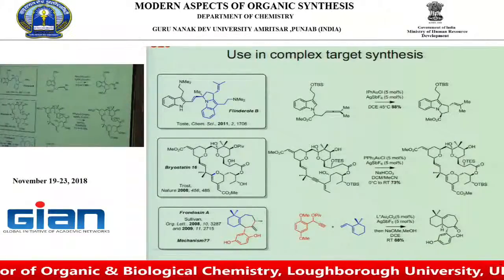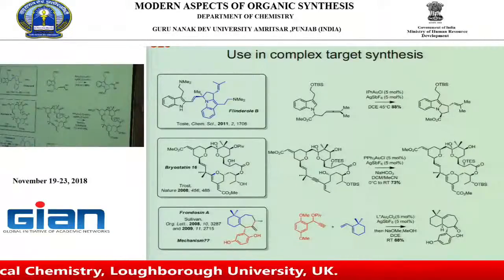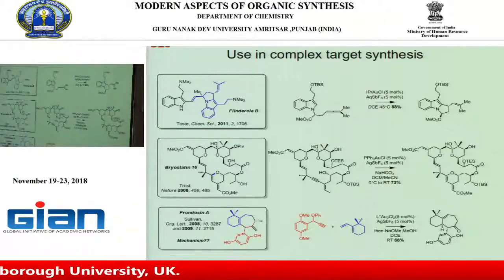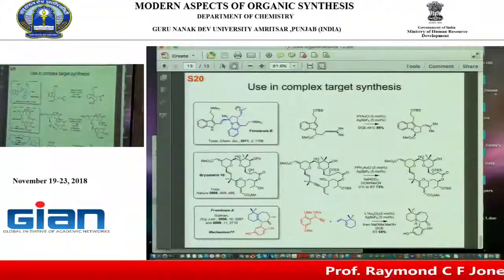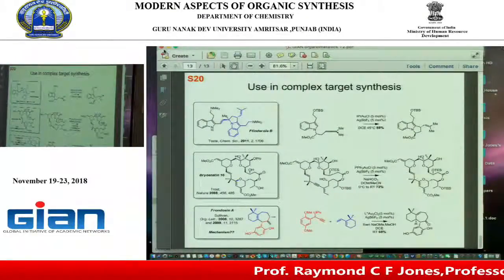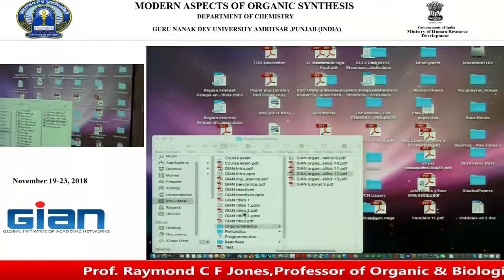So then I went back to the predecessor of this paper where the gold type reaction was discovered, and I'm going to show you what I found out about that one, I hope. If I can just find the right things.